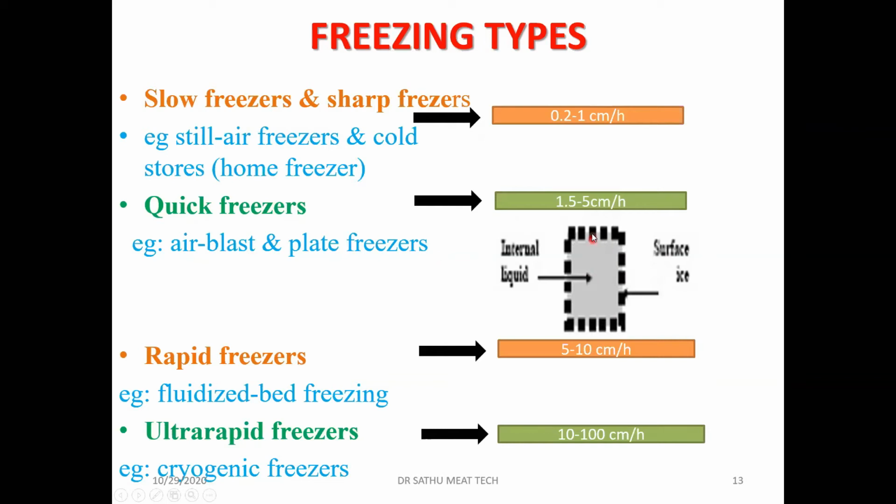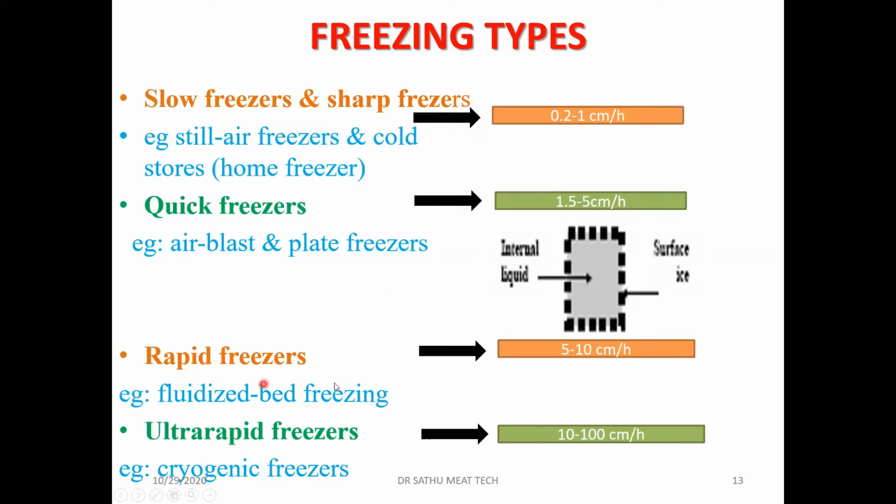Here the freezing takes place at a rate of 2 to 5 centimeter per hour. So in the first hour, 5 centimeter of thickness will be frozen. In 2 hours, almost 10 centimeter of the side will be frozen. In 3 hours, almost 15 centimeter. So it goes like this. That is in the quick freezers. We have two examples, the blast freezers and the plate freezers.